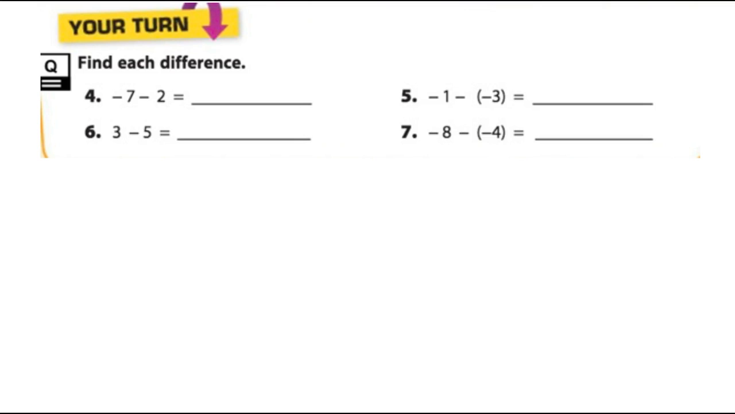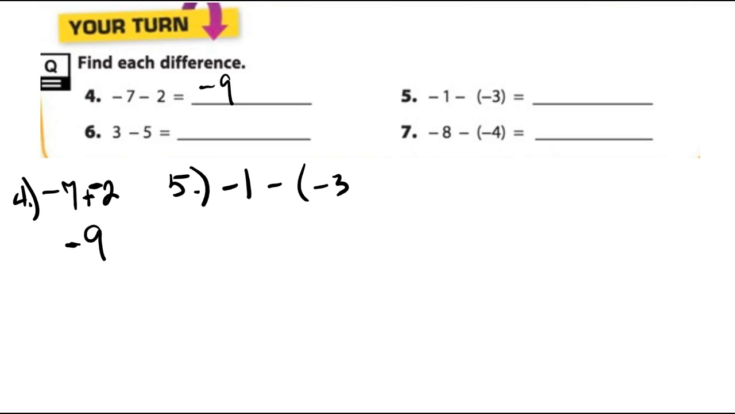So let's take a look at the your turn section. Number 4 says -7 minus 2. My rule tells me to keep the first one the same, so I keep that at -7. Change subtraction to addition, change the +2 to a -2, and then I follow my addition rules. The two signs are the same, so I add them. 7 plus 2 is 9. I keep the sign of the larger number, so it's -9.